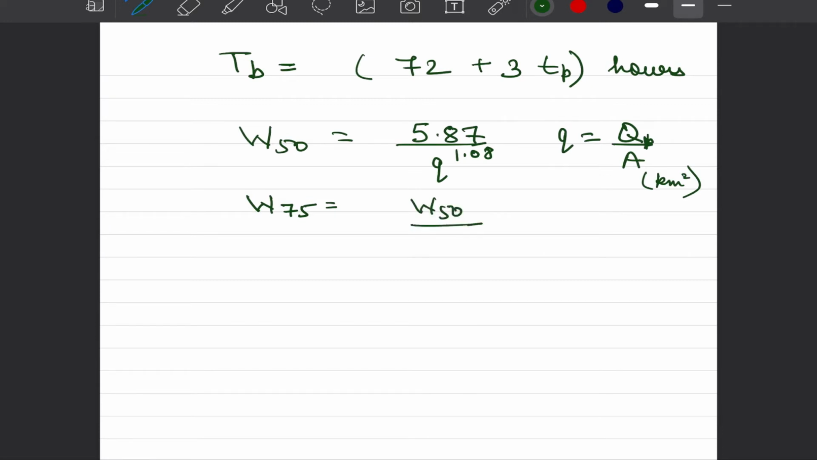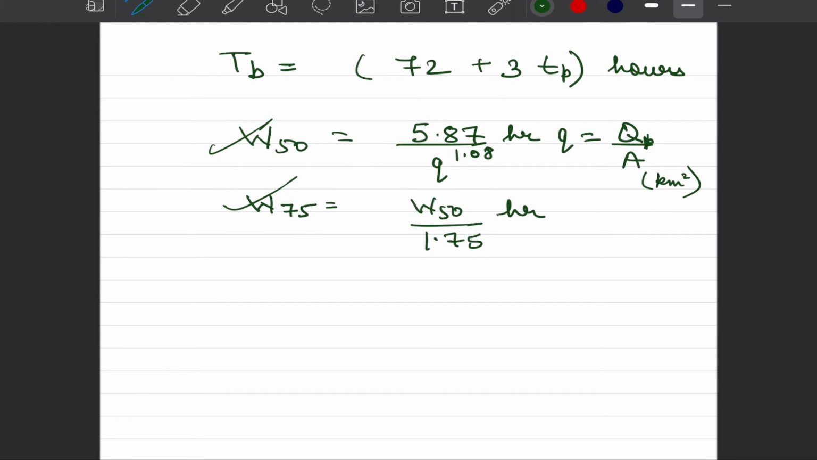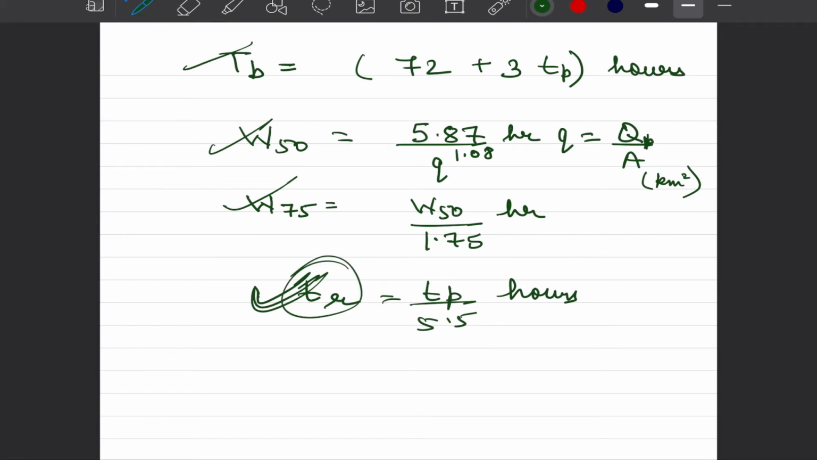So it is said that W50 divided by 1.7 hours give us the two widths that we are looking for. Now here, one thing that we have to look carefully is that all these formulas are proposed for the standard duration of precipitation, which we say is TR, which we have already calculated in terms of TP as TP divided by 5.5 hours. So we have everything to determine how a synthetic unit hydrograph for TR is going to look.